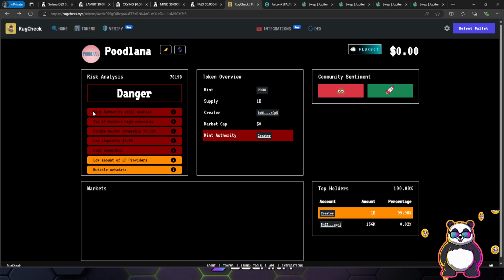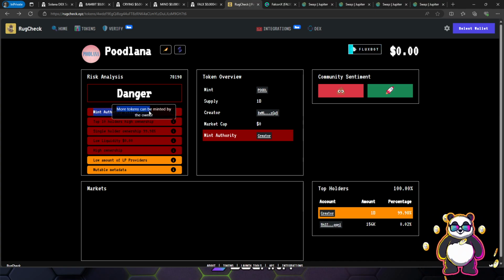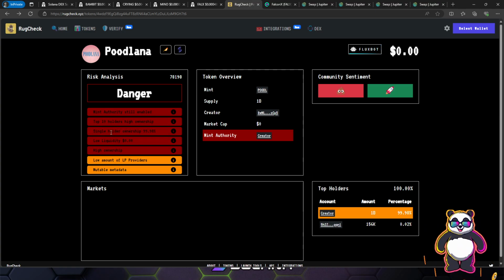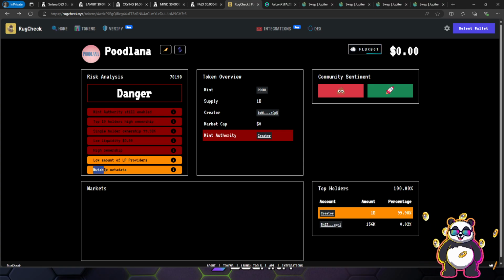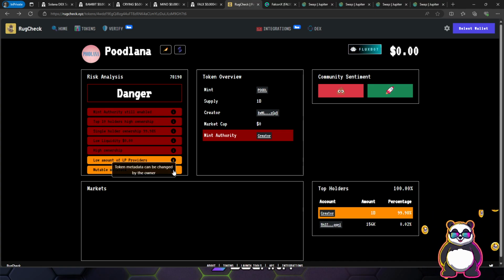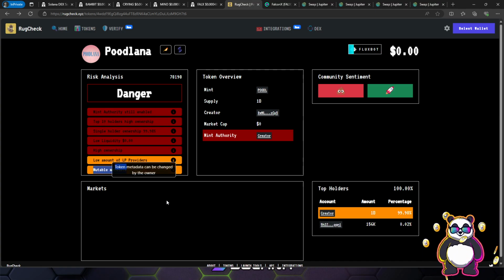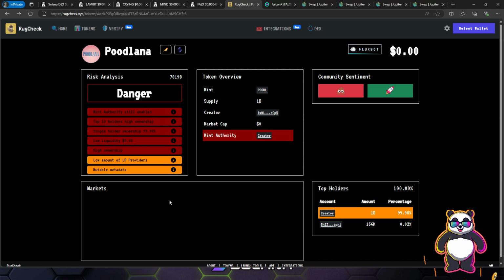But you can see Mint Authority is still enabled. Freeze Authority is not enabled, because otherwise it would just say Freeze Authority enabled. And mutable metadata is still enabled as well. It shows orange because, like I said, it's not the end of the world. It's not a big deal, but I still like to see it revoked.